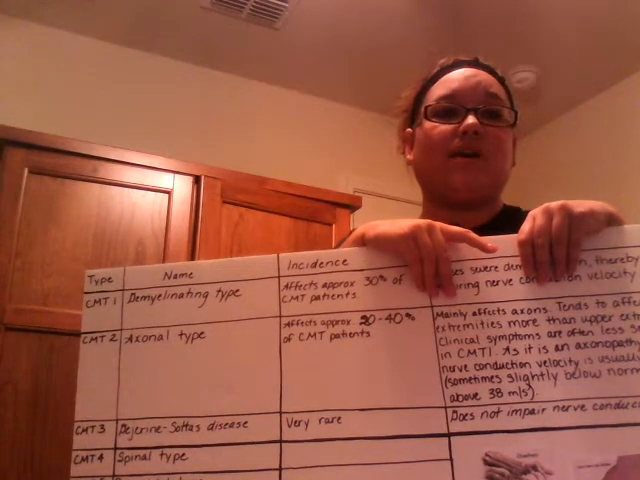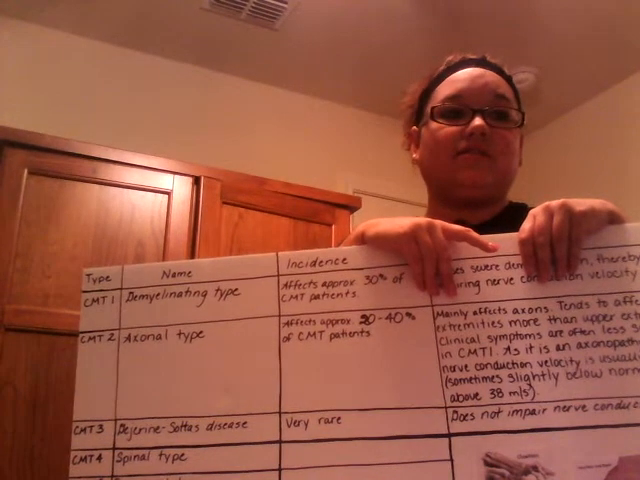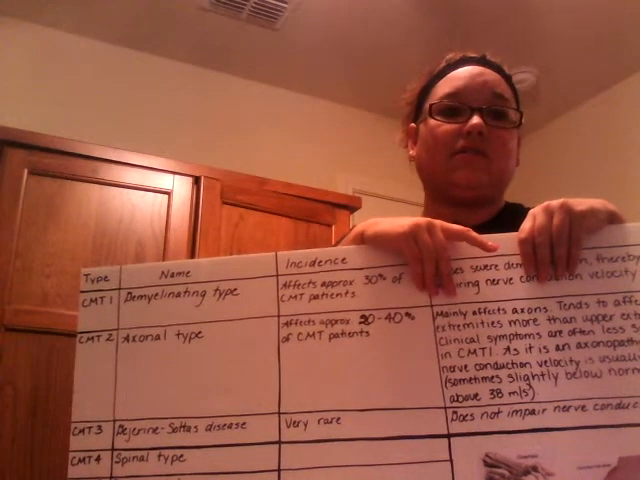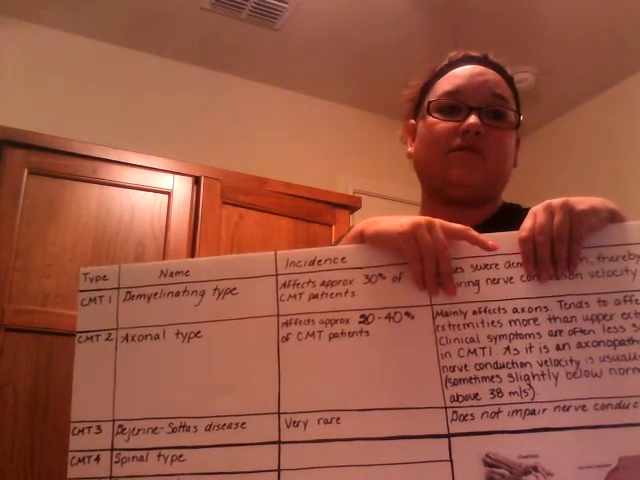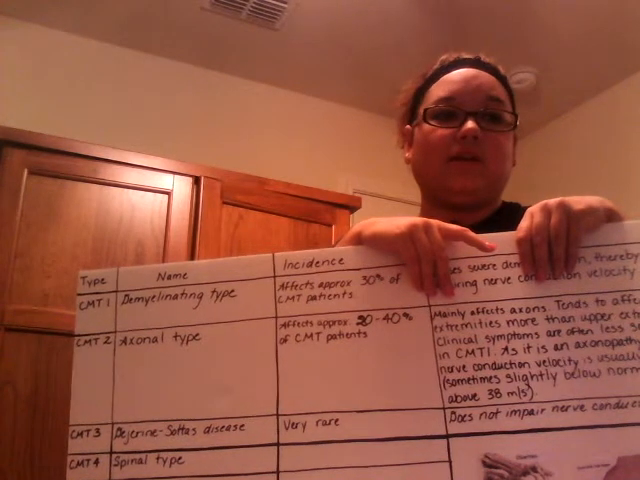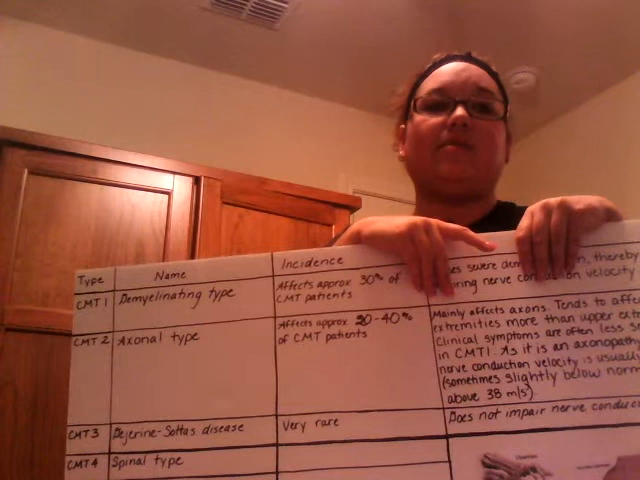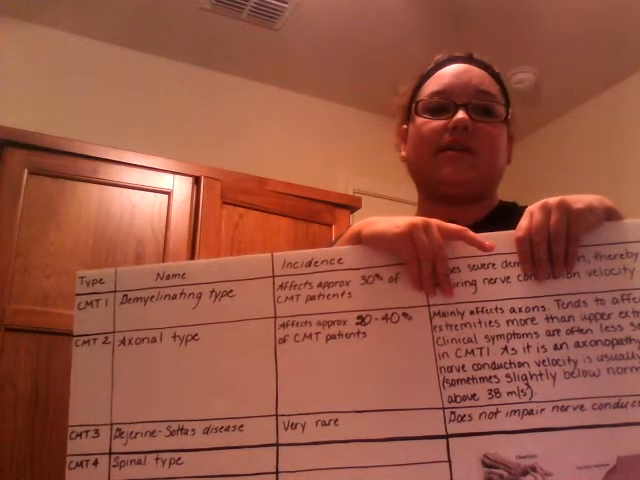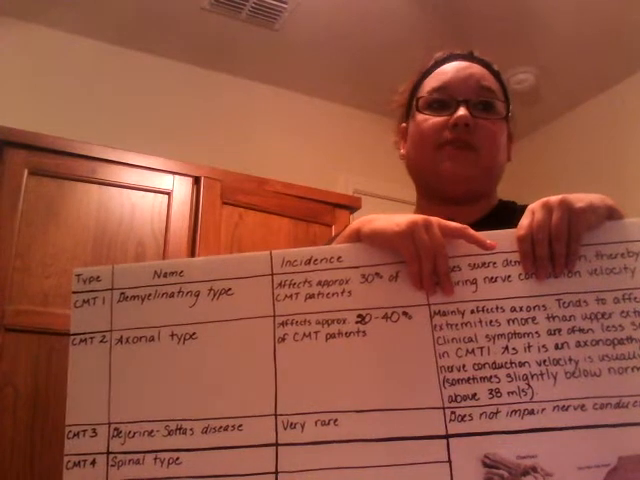CMT3, also known as the Dejerine-Sottas disease, is the rarest and does not impair the nerve conduction velocity. CMT4 is a spinal type. CMT5 is a pyramidal type. CMTDI is a dominant intermediate type. CMTRI is a recessive type. CMTX is an X-linked type. CMTX affects about 10 to 20% of CMT patients.